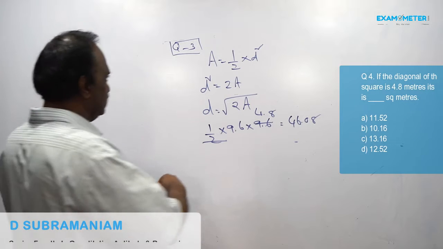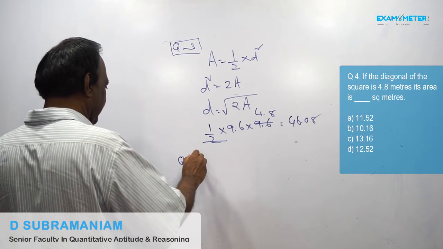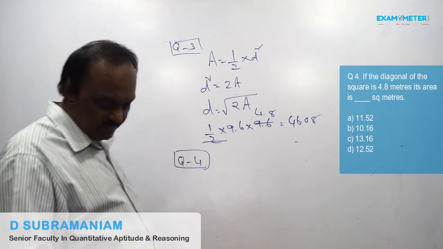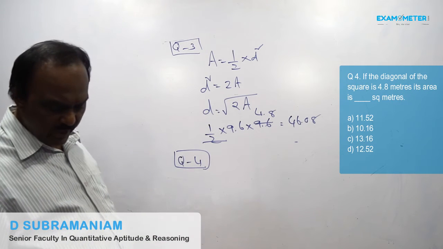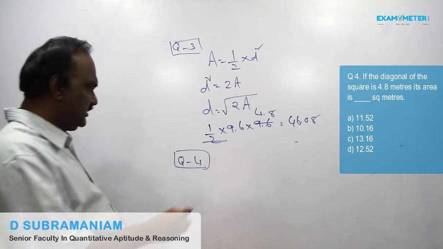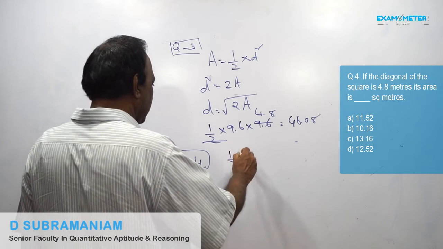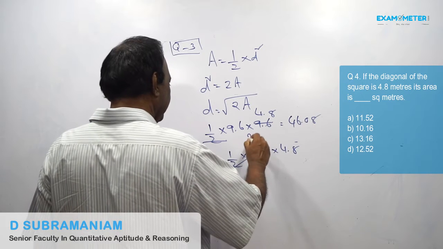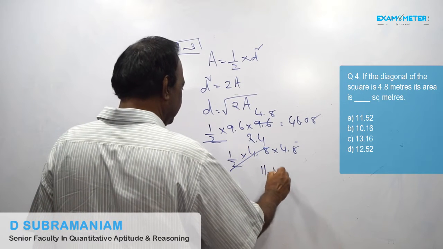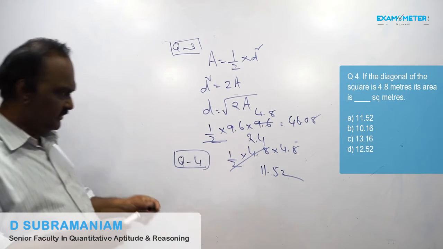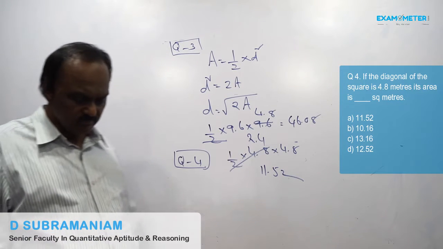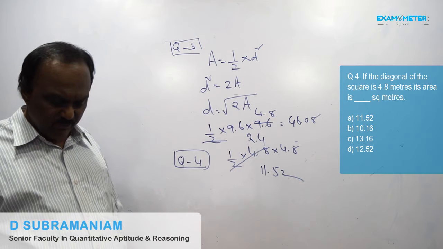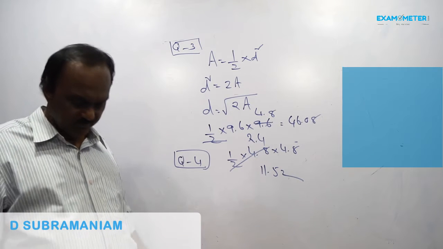Question number 4. If the diagonal of a square is 4.8 meters, its area is equal to half into 4.8 into 4.8. That is 11.52. So answer is 11.52, that is A.